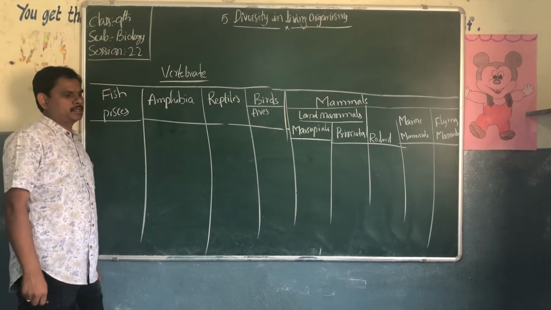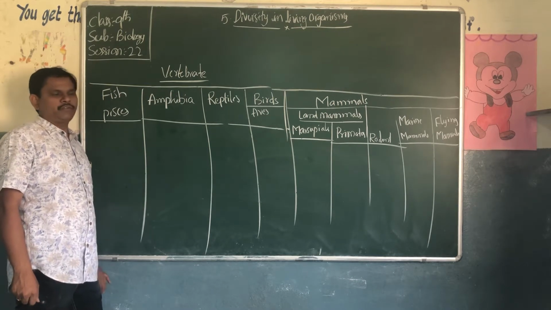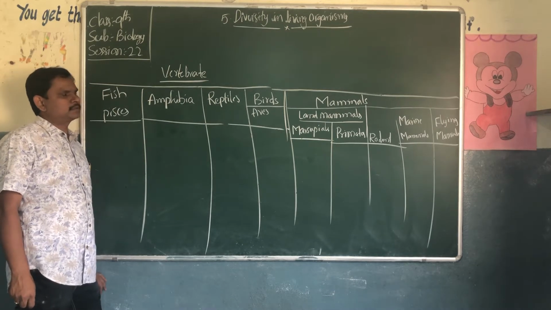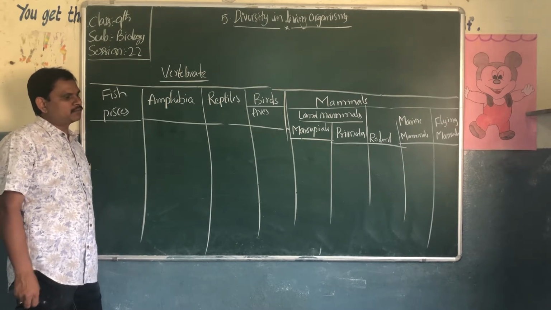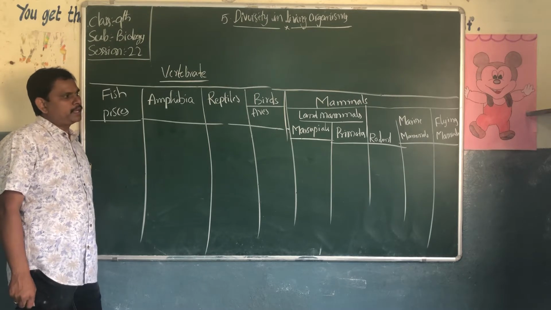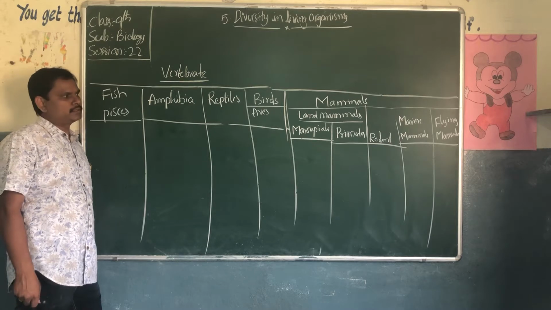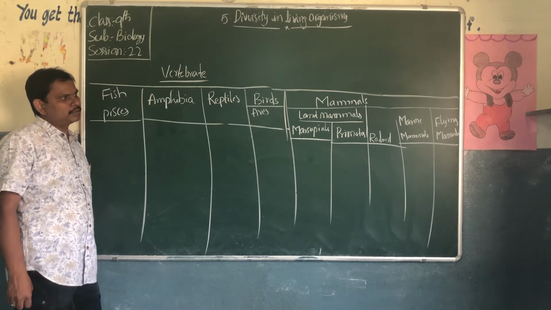Pisces: the example is fish. Amphibians we know very well: the frog. Reptiles: crocodiles. Birds: apes. Land mammals: the marsupial example is kangaroo. Primates: monkey and man. The rodent example is rat. Marine mammals are like dolphins and blue whales. And there are flying mammals.